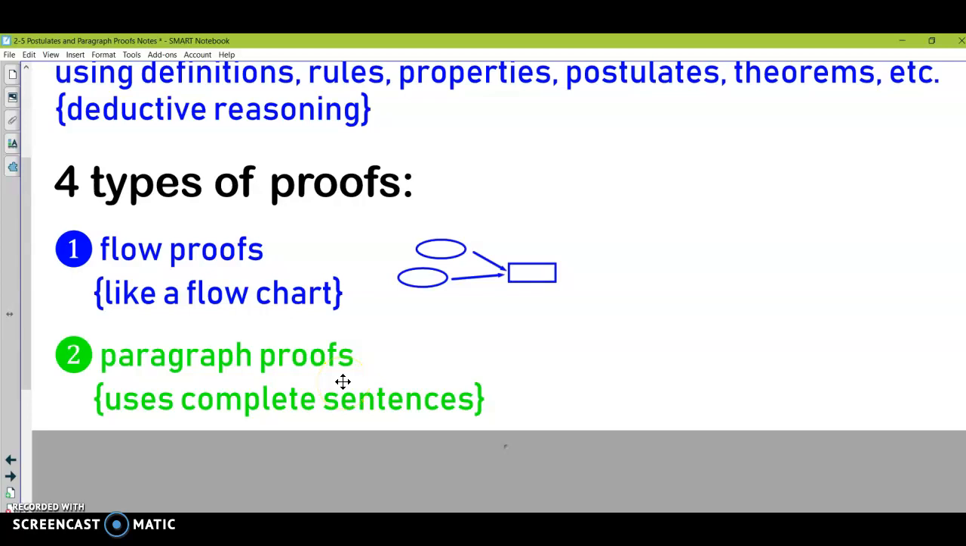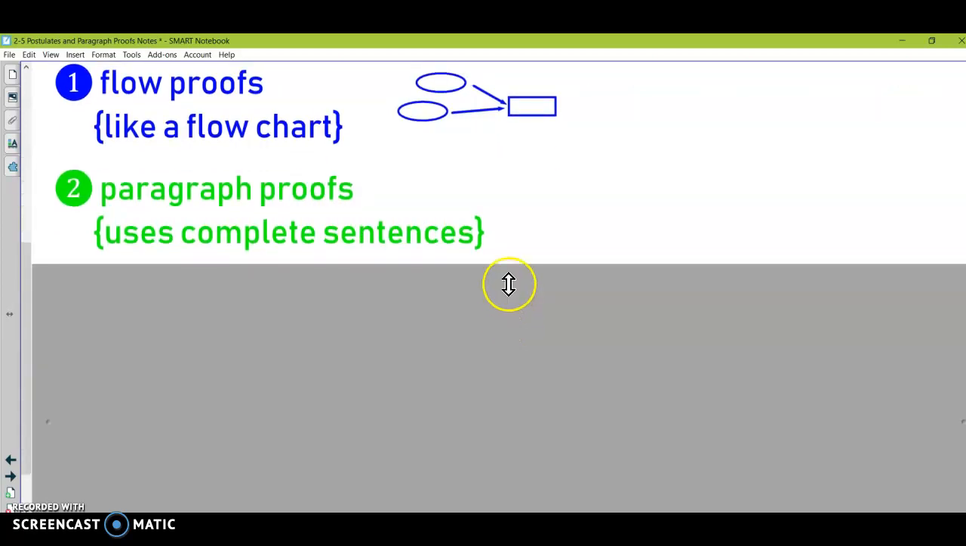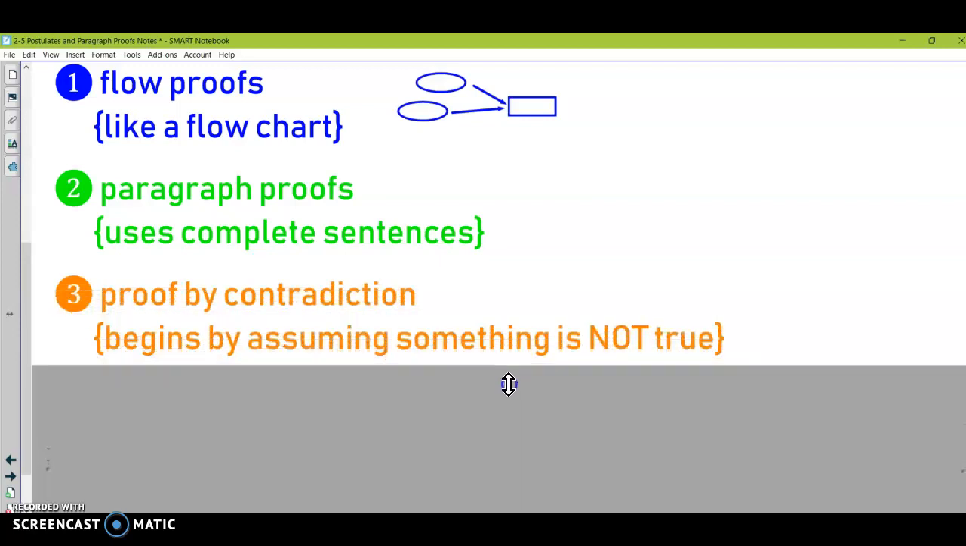Paragraph proofs are exactly what they sound like. It's a paragraph of complete sentences. I don't really like to grade those a whole lot, so we won't do a whole lot of those, I'll be honest. A proof by contradiction is generally written as a paragraph proof, but it is unique because it begins by assuming that something is not true. So instead of starting with what you want to prove to be true, you start by assuming that what you want to prove to be true is false. And then you find that there's a contradiction in there. And we'll do a couple of those.